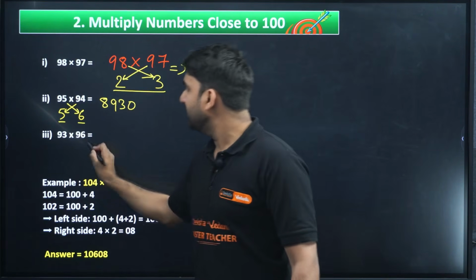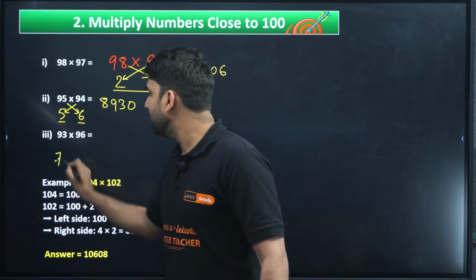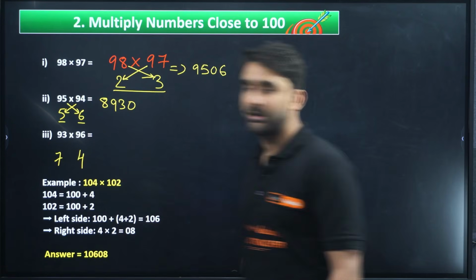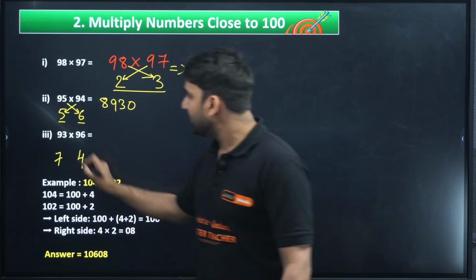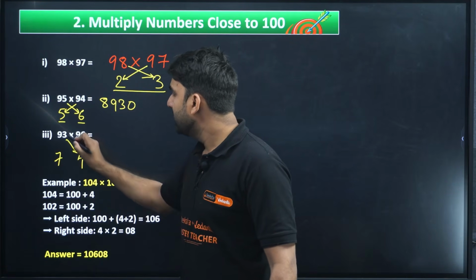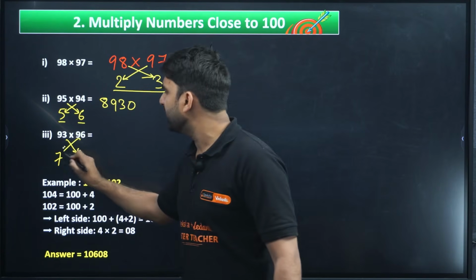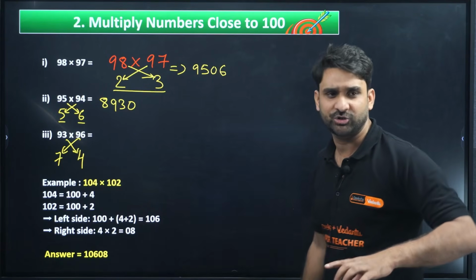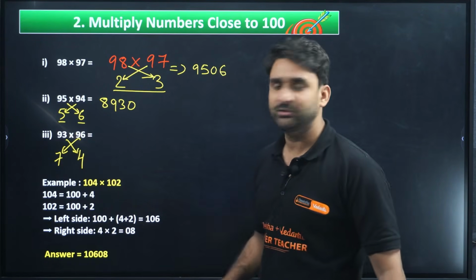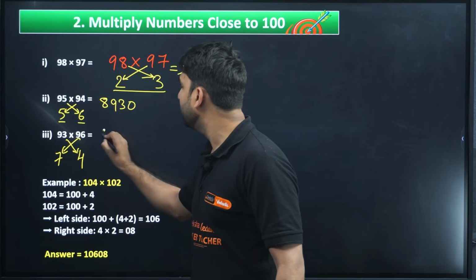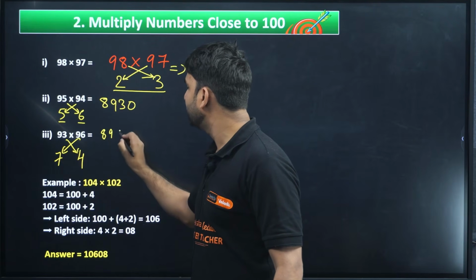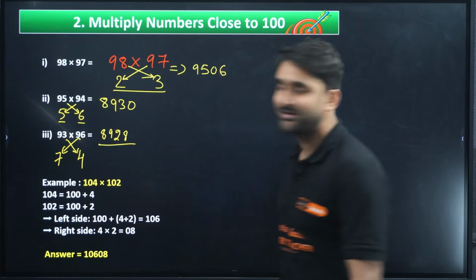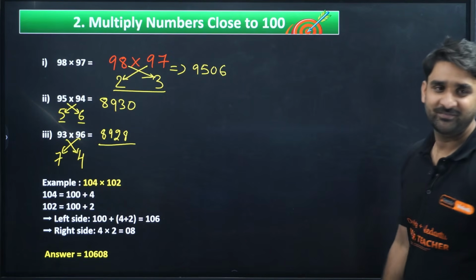Now if we multiply 93 by 96, 7 will come here and 4 will come here, my dear. Now if we take any pair, 93 minus, we can select any one pair. You are free to select any pair for subtraction. So 4 will be subtracted from 93, so 89 would be there. And multiply 7 times 4, 28. This is your answer, my dear.